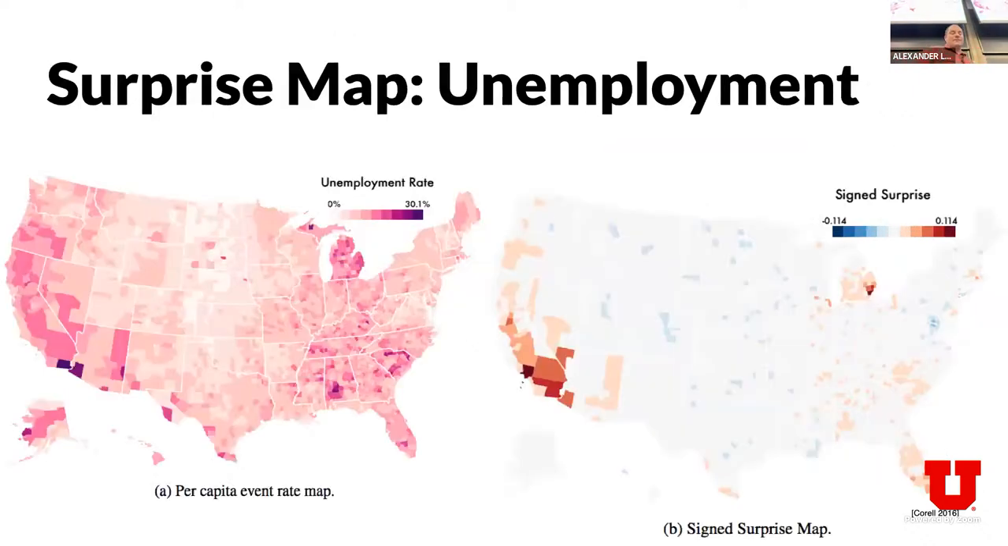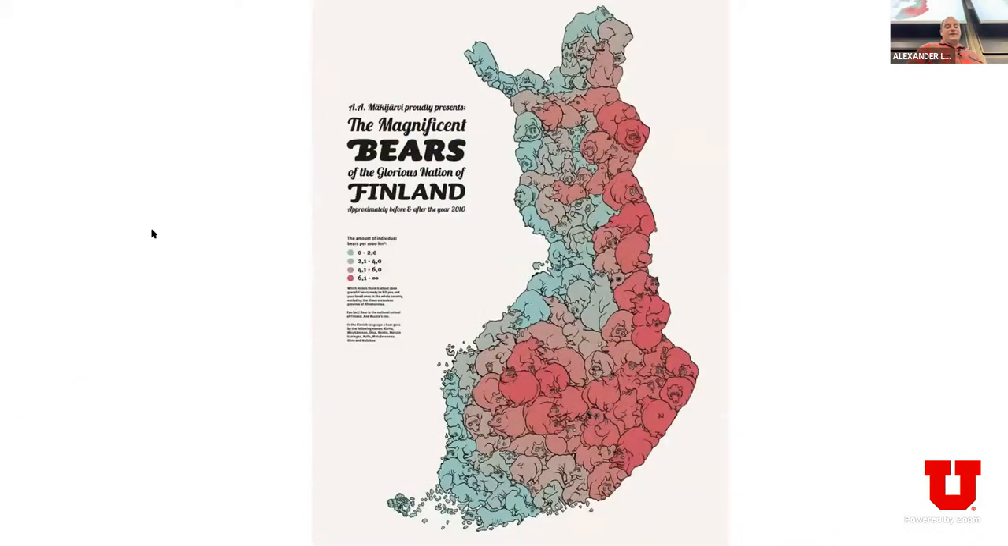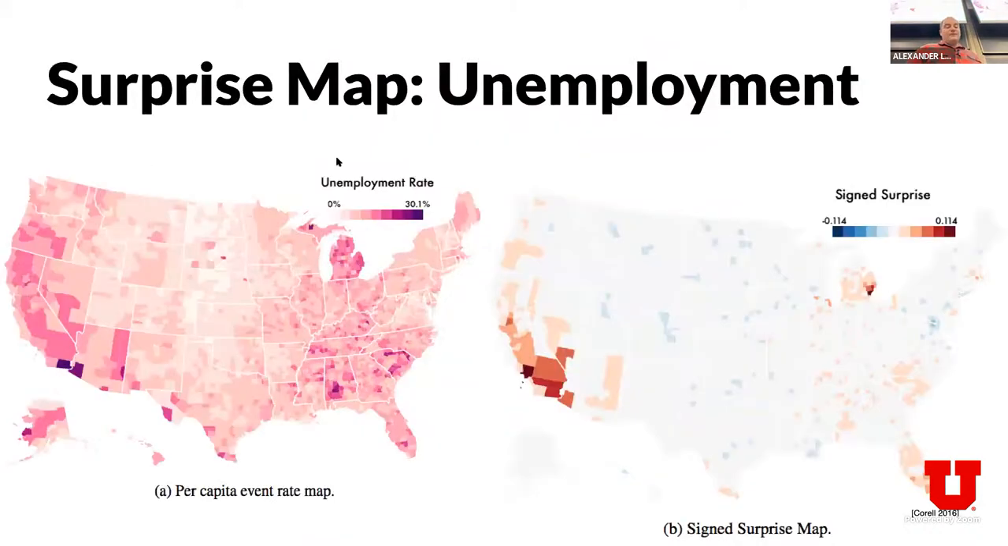This is another example of this. Unemployment. Here is the unemployment rate per capita on the left, and on the right is the sign surprise map. And what you essentially see is a checkerboard on the left, where you're trying to parse out patterns. What is going on here? Why is there so much difference? Why is this county here so different from everything else? And what's going on here and so on, right?